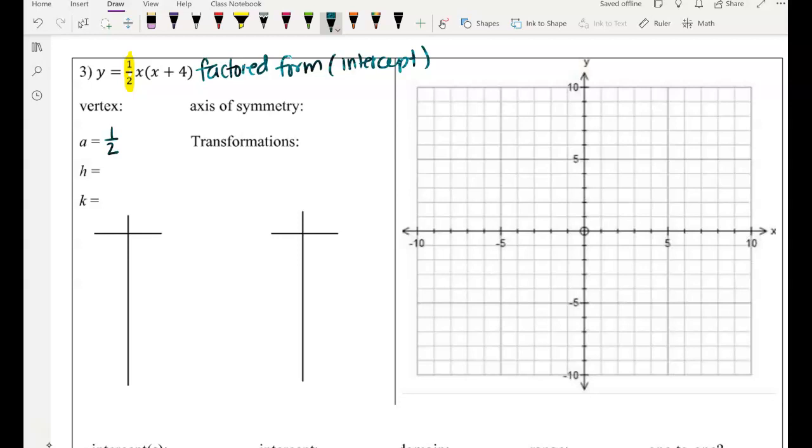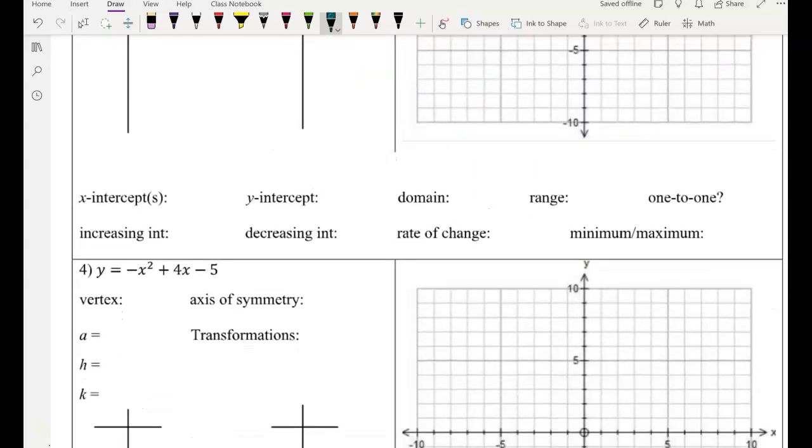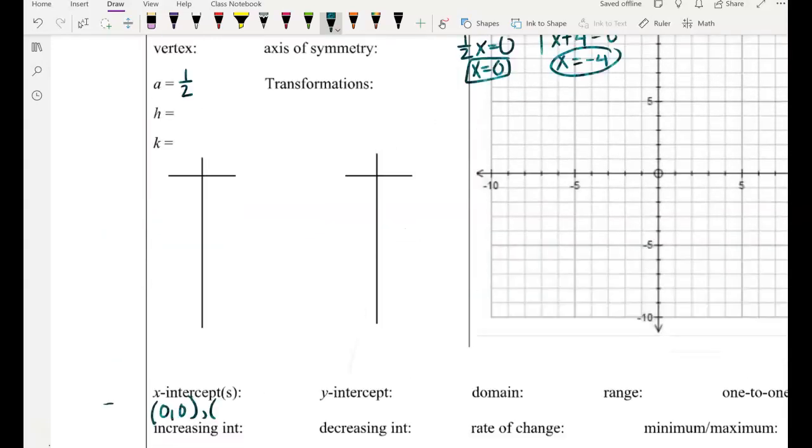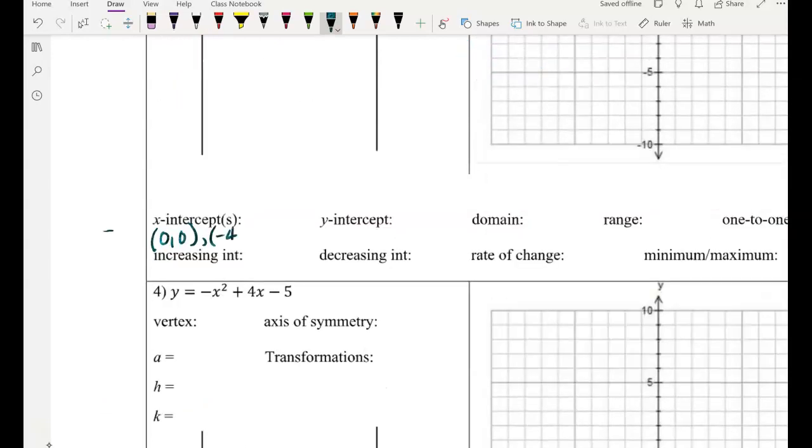Okay, so x-intercept, guys, is when y equals 0. So we're going to go 0 equals 1 half x times x plus 4. Take each factor and set it equal to 0. So 1 half x equals 0 means x has to be 0. Then over here, x plus 4 equals 0 means x has to be negative 4. So those are your two x-intercepts. Let's fill that in: 0 comma 0, and negative 4 comma 0.